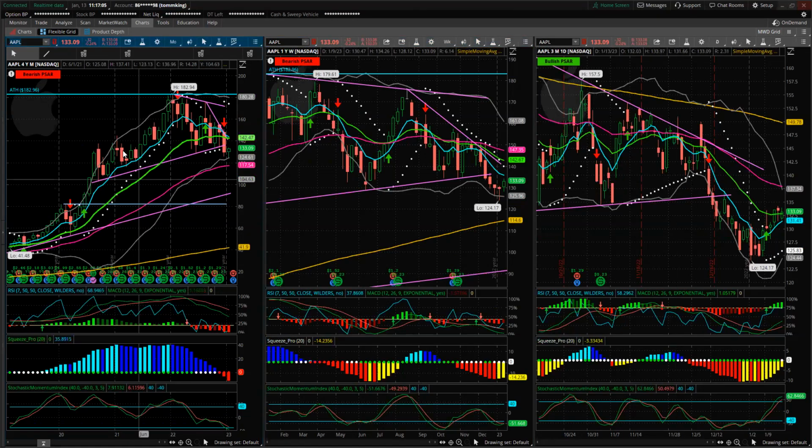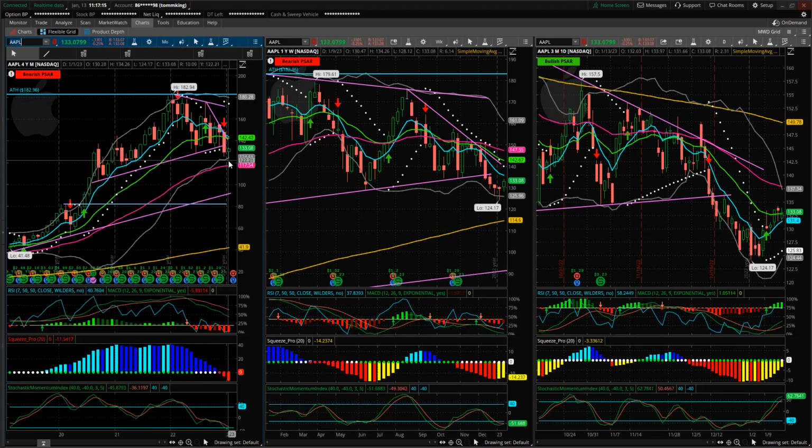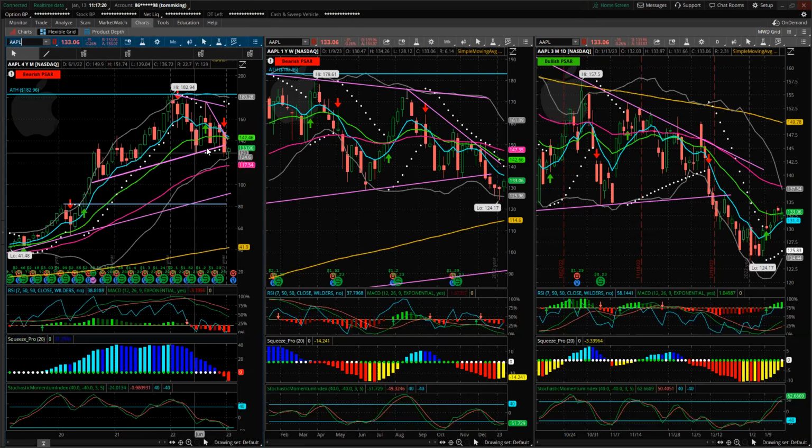Here's Apple, a lot of different lines on here, so I apologize for this. Let's just quickly look at it. MACD dropping, squeeze dropping, stochastic momentum dropping, chart dropping here, and breaking this little trend line on the monthly back here.